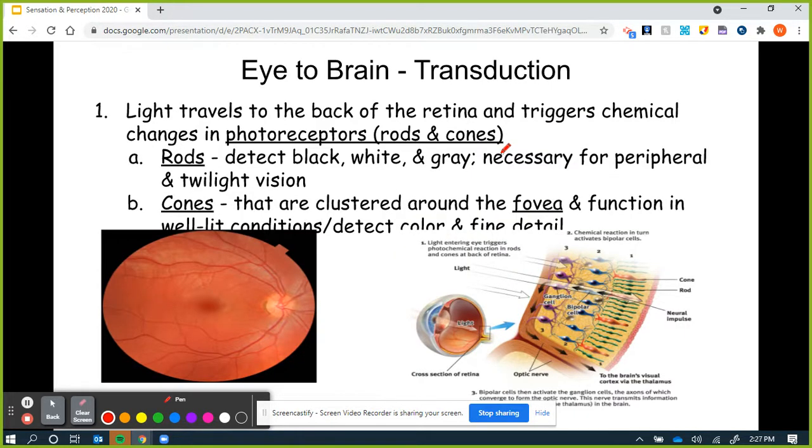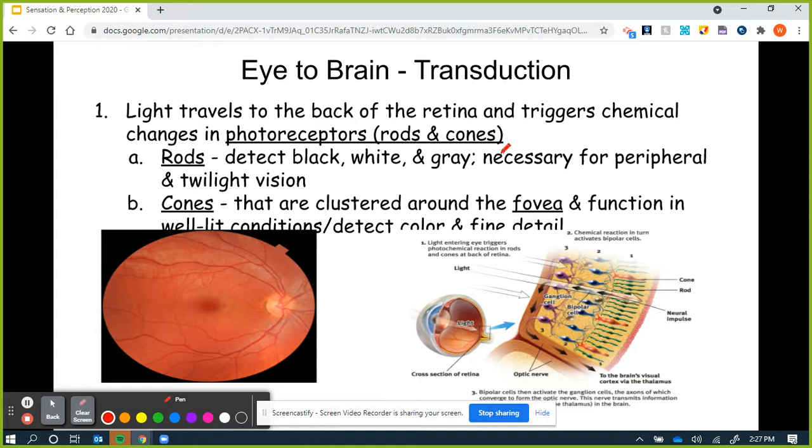Rods and cones, photoreceptors in the retina. Rods respond to dim lighting, black and white. And they are for the most part in the periphery of the eye, meaning out on the edges. So that is why you can't see colors as well if you're looking at them in your peripheral vision.